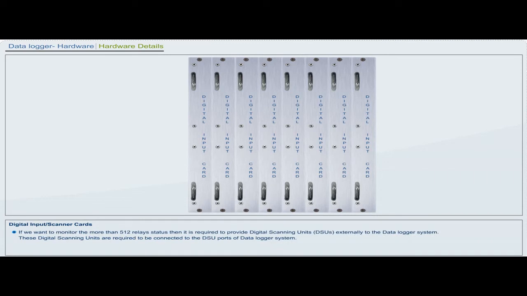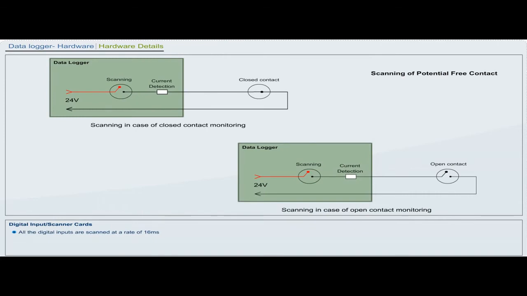If you want to monitor more than 512 relay statuses, then it is required to provide digital scanning units, DSUs, externally to the data logger system. These digital scanning units are required to be connected to the DSU ports of the data logger system. All the digital inputs are scanned at a rate of 16 milliseconds. Scanning of potential free contact.